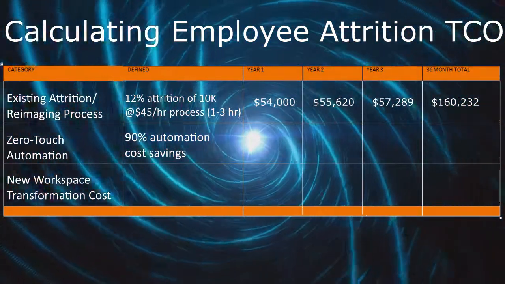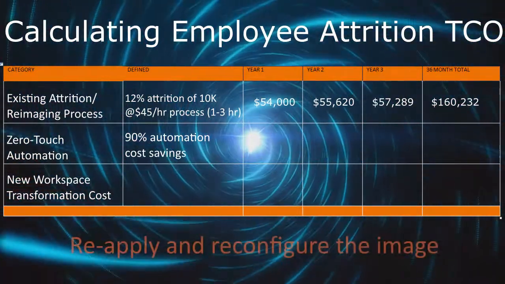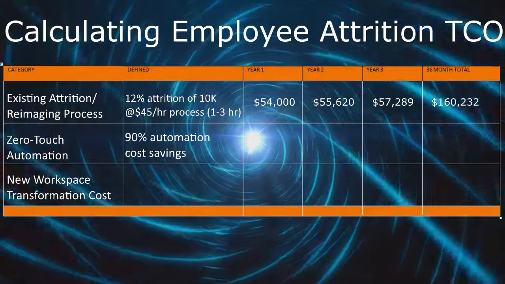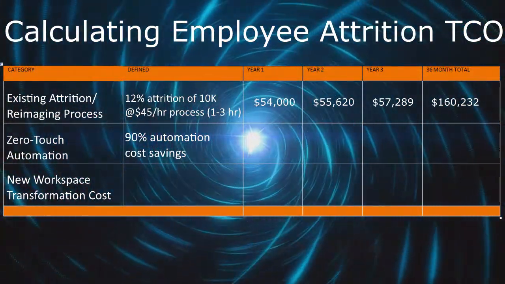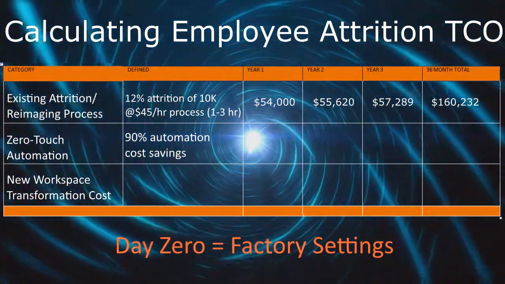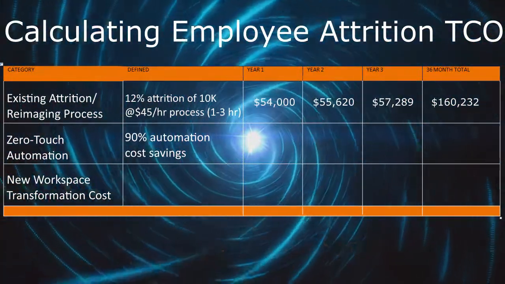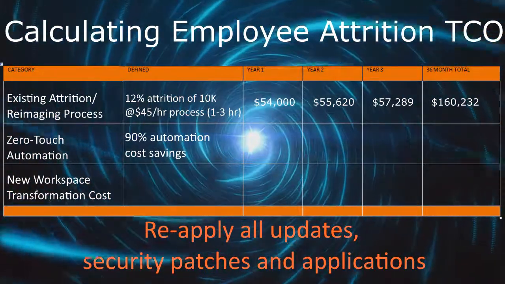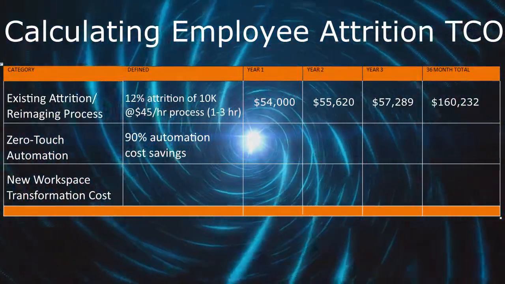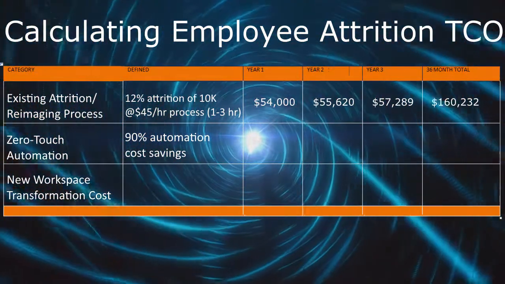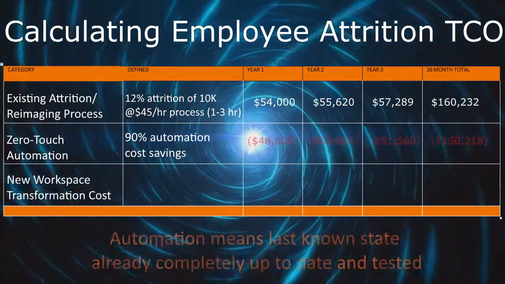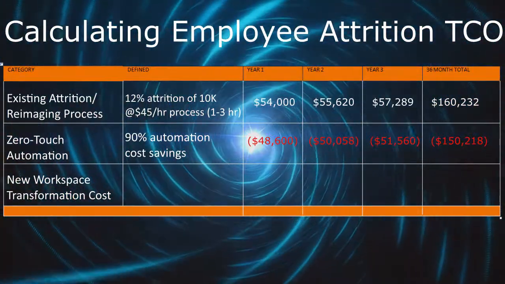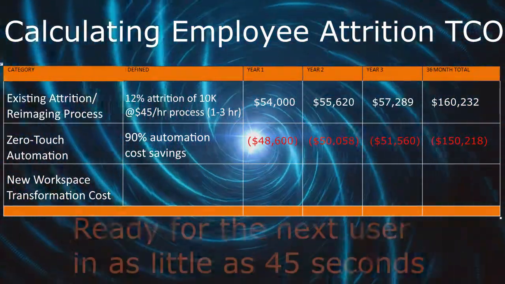In the simplest turnovers, the system simply needs to reapply the last known approved image. In a manual approach, this means reverting the device back to factory day zero settings and rebuilding from there, reconfiguring, reapplying updates and patches, etc. Using the self-healing approach of process automation, the last known state is already completely up to date and tested. This happens in the time the device is rebooted, about 45 seconds.